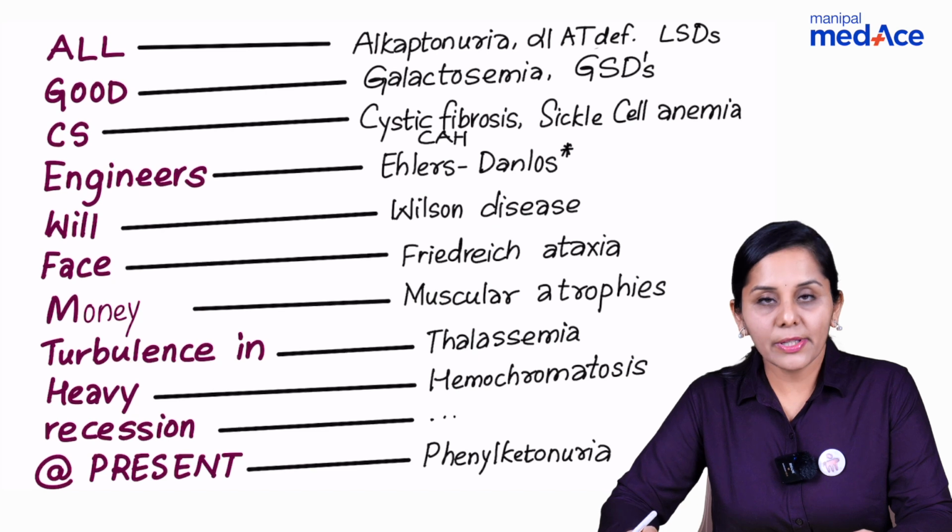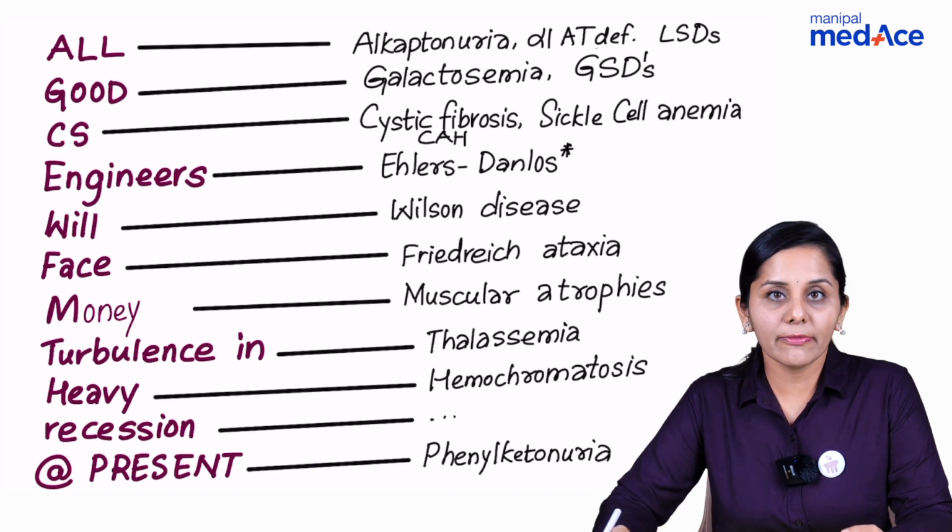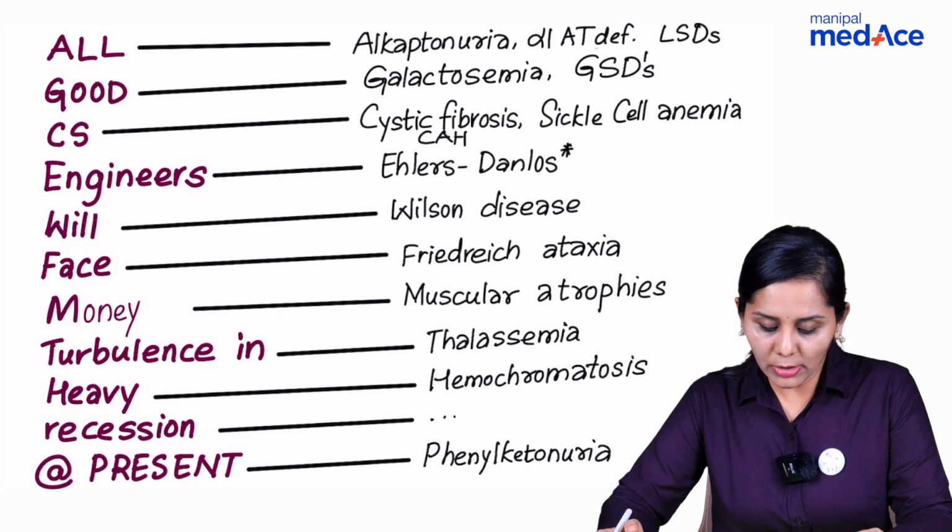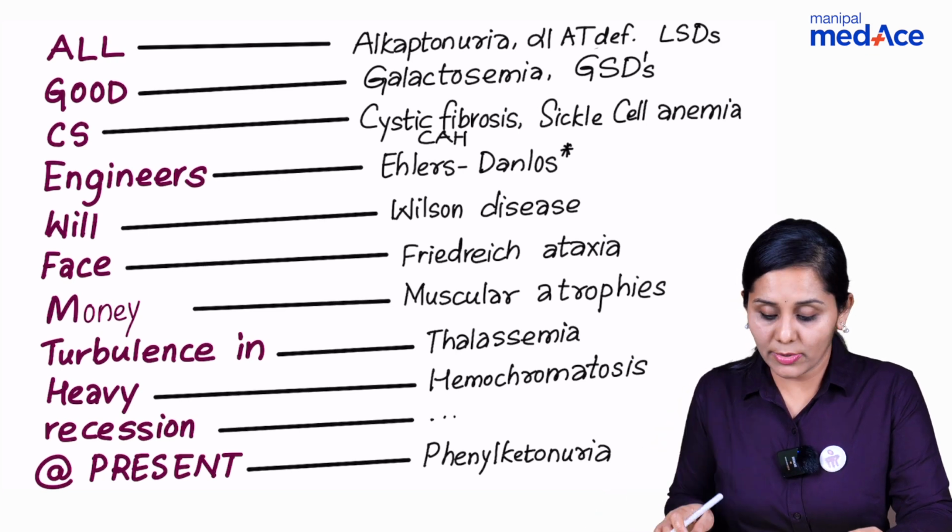Moving on to autosomal recessive disease, remember the enzyme deficiency diseases are usually autosomal recessive, with 100% penetrance and 100% expressivity, manifesting in childhood, usually in the homozygous state. "All good CS engineers will face money turbulence in heavy recession at present" is the useful mnemonic.